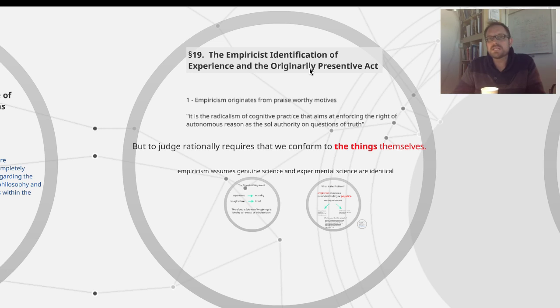And so what you're going to see that Husserl is going to argue is that the empiricist has a conception of experience, but the conception of experience is not the first, most original, and primary presentative act. It's not experience as the sort of natural experience of sensation here is not at all originarily presentative. So, what is his argument?